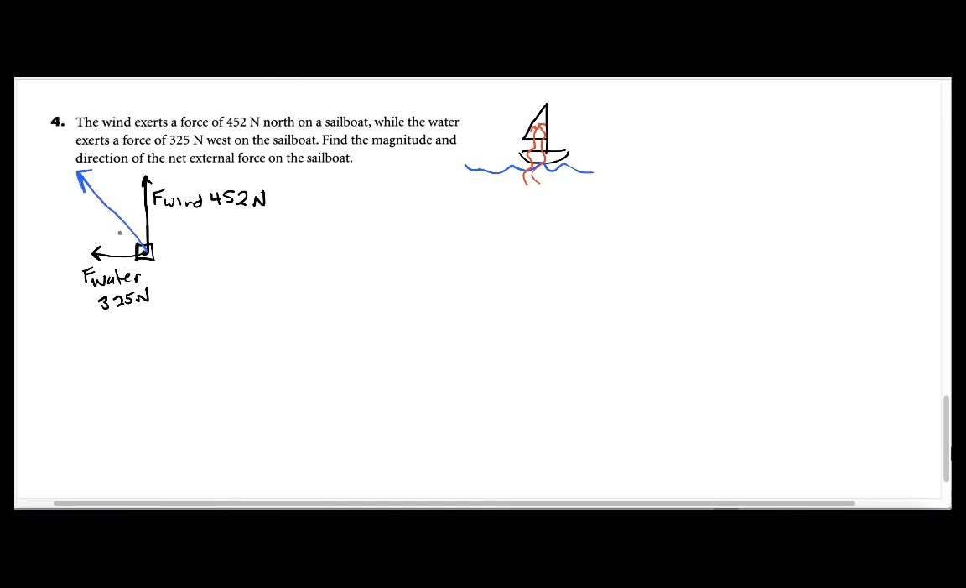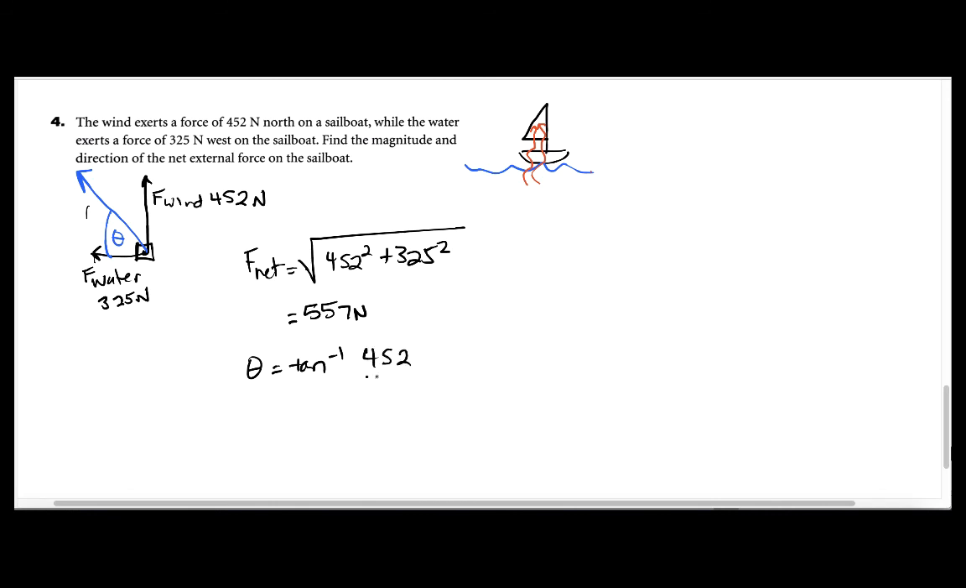because we're looking for this. We'll keep with this particular angle there as well. F net is going to be 452 squared plus 325 squared. And then take the square root, which is 556.7 or 557 newtons. Again, the inverse tan of the y over the x, the opposite is going to be this portion, so the y portion. 452 over 325, which is about 54 degrees.